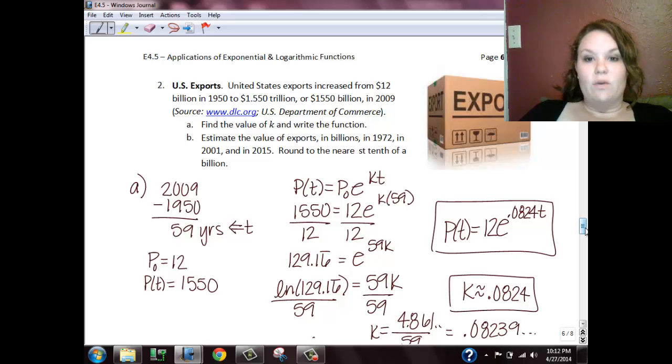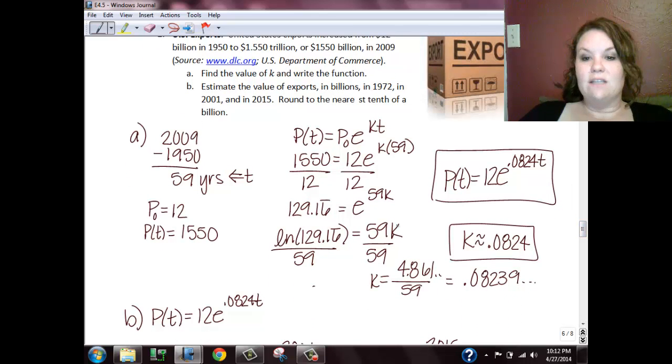So my ending amount, 1550 billion, is equal to my initial amount, which here is 12, e to the k times my time, which is 59. To solve for k, I divide off my 12, leave all your decimal places. I take ln of both sides to get rid of my e, and then once my e is gone, I can divide off that 59. Okay, so I got a decimal for k, which is approximately, again, I'm just going to use 4 decimal places here because I think that's what they do on MyMathLab. So my k is 0.0824, and then they want me to write the function.